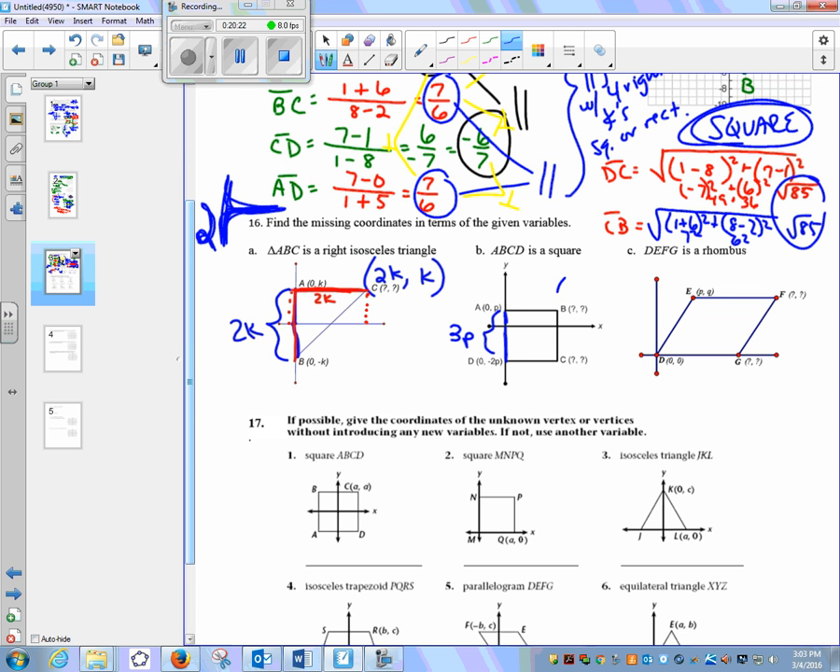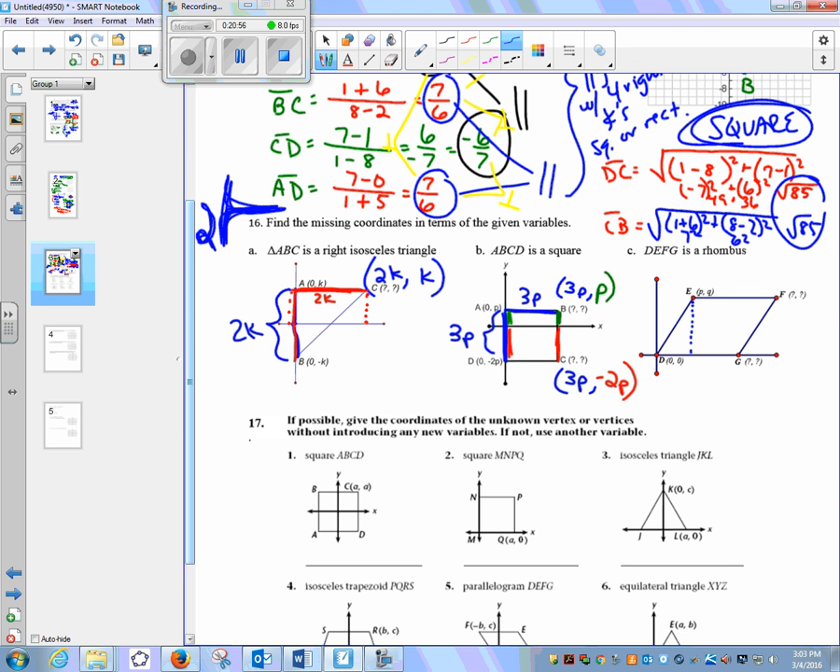Therefore, coordinates of B, if it's a square, I have to make this side the same as this side. So this has to be 3p. So I'm going to go over 3p and up the same amount that I went up here. So that's p. And then C is going to be again over 3p, and this time down the same amount I went down there. So that's negative 2p. 3p, negative 2p.